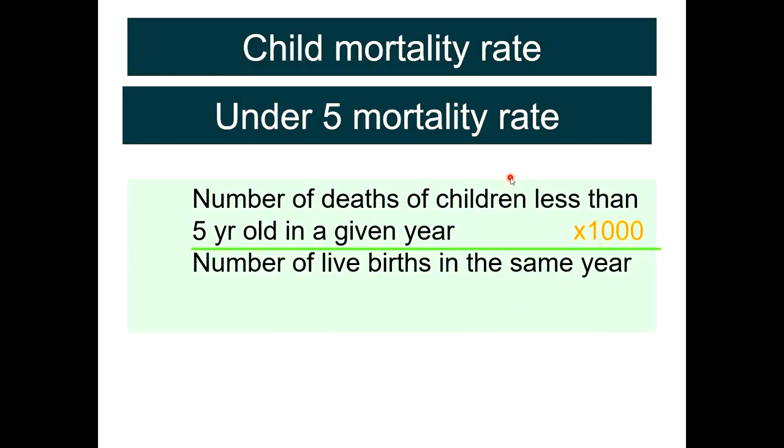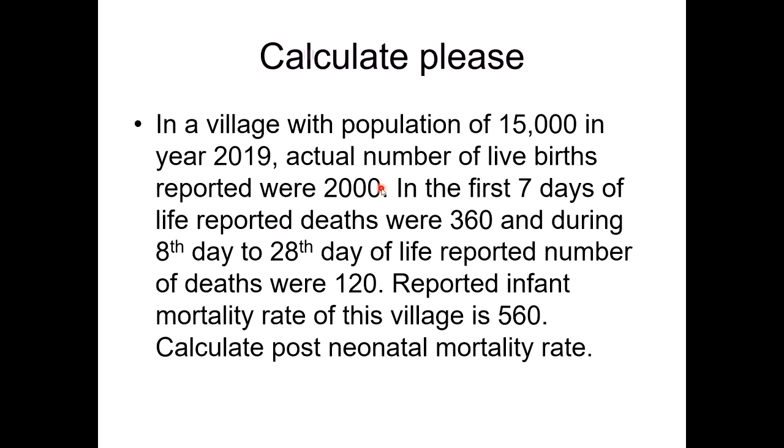So, under 5 mortality rate means the number of deaths of children less than 5 years old in a given year, divided by the total number of live births in the same year. And again, under 5 mortality rate can be calculated by summing up infant mortality rate and the child mortality rate. The child mortality rate extends from 1 year up to 5 years. So, this is the difference between child mortality rate and under 5 mortality rate.